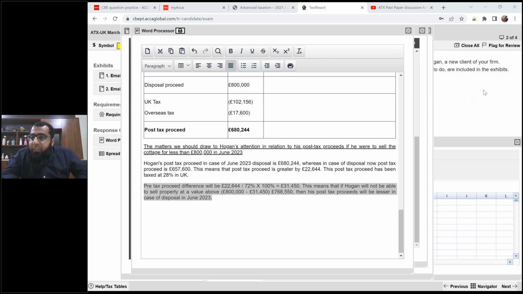So it means that if he sells it at less than 768,550, then the post-tax proceeds will be less than 657,600. Yes. If he sells at a lesser value, then his post-tax proceed will be less than what he's getting now.